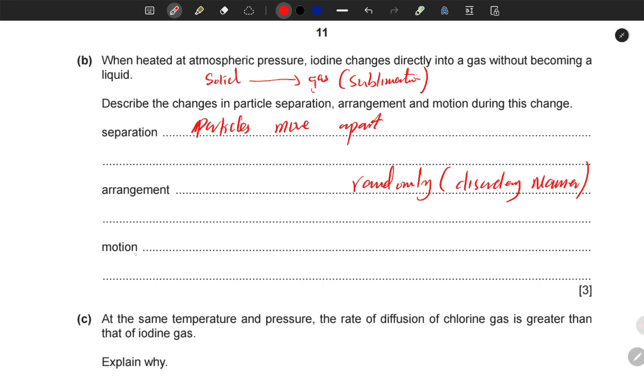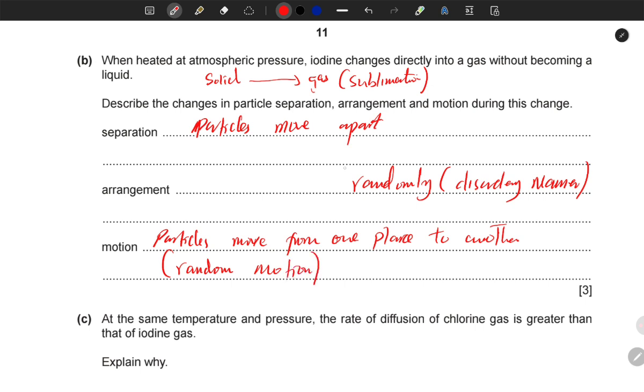Now, when you talk of motion, in a solid the particles will always vibrate about a fixed point or position. That means as you move to gas, the particles now will be moving from one place to another. So here, particles move from one place to another, which you can just call a random motion. Here we're talking about a random arrangement, by the way.